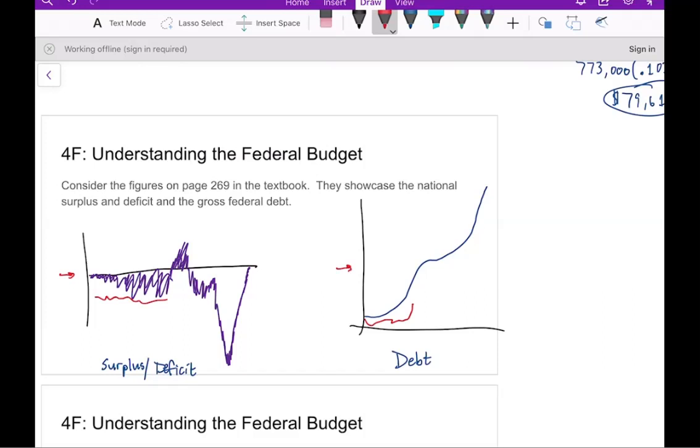Now, in those couple of years where we had a surplus, that's where you start to see it level off and start to go down a little bit, right? But then, once you start to get into the big deficits here, you're seeing your debt skyrocket again, right? Of course, these are rough sketches, and you can look in the textbook for better drawings, but that's sort of the idea of what's going on.